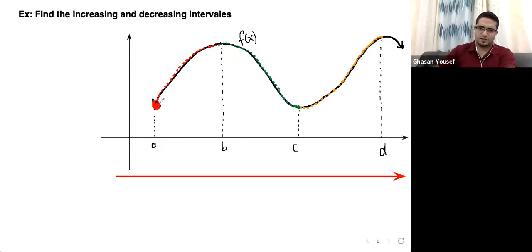So here is the start point. This is my end point. I mean, this is my end point. Here, I don't need this. This is my end point.